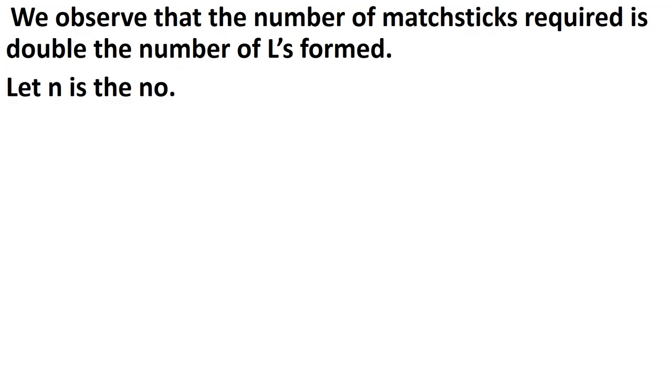Let n be the number of times L is formed. Now we are not writing L 1 time, 2 times, 3 times or 4 times. I am saying that we are making the letter L n times. n is any number. I said that n is a variable. These English alphabets are known as variables. So n is any number.